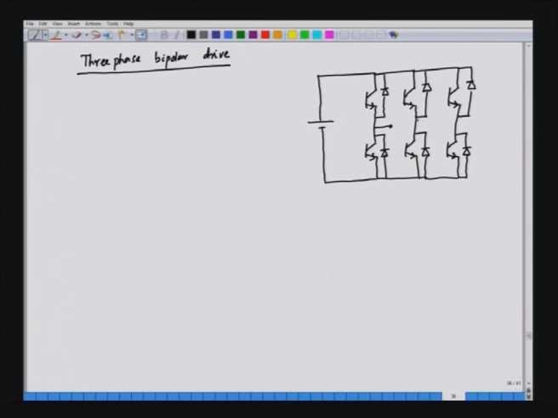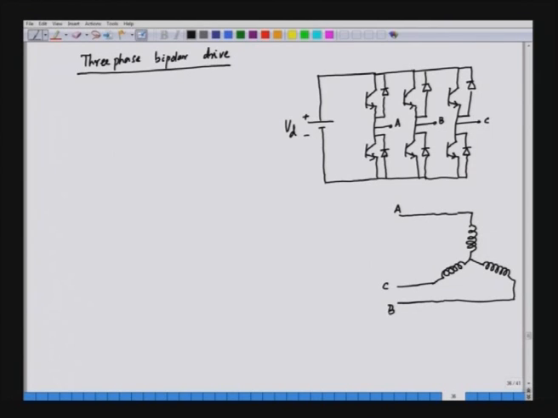So, we have the 3 terminals which are coming out, and in this case are connected to phase A, phase B and phase C of the motor. This is the DC voltage, and the motor has 3 windings, phase A, phase B and phase C. This is the A phase, this is the B phase and this is the C phase. So, the ABC terminals of the windings are connected to the ABC terminals of the inverter.